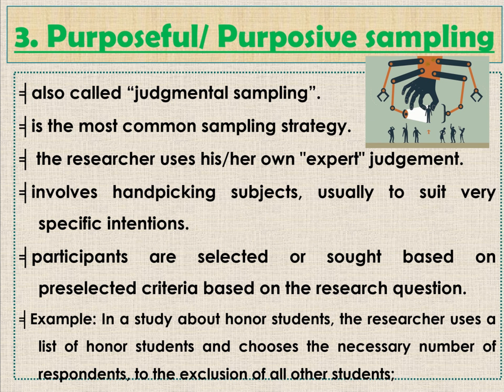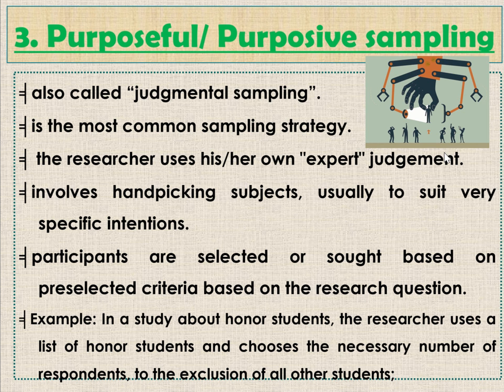Third type of non-probability sampling is purposeful or purposive sampling. So this is also termed as judgmental sampling and the most common sampling strategy, no? The researcher uses his or her own expert judgment and it involves handpicking subjects, usually to suit very specific intentions. So participants are selected or sought based on pre-selected criteria based on the research question. For example, in a study about honor students, the researcher uses a list of honor students and chooses the necessary number of respondents to the exclusion of all other students.